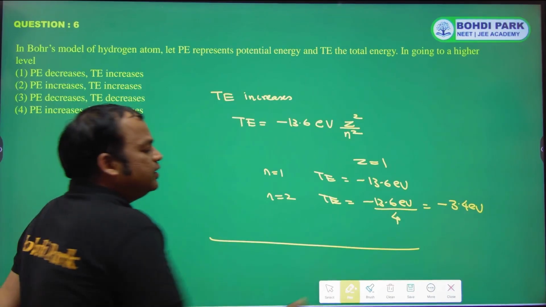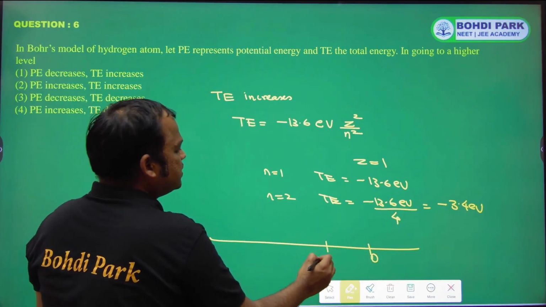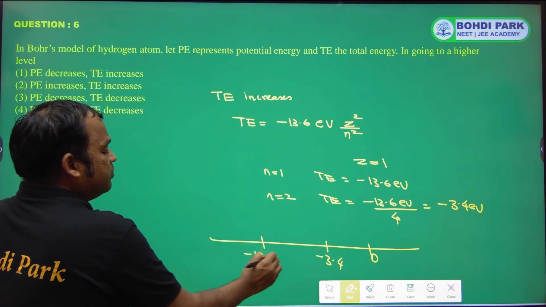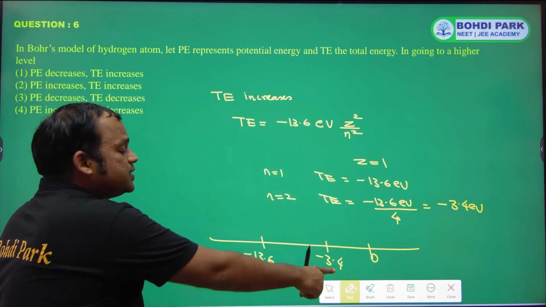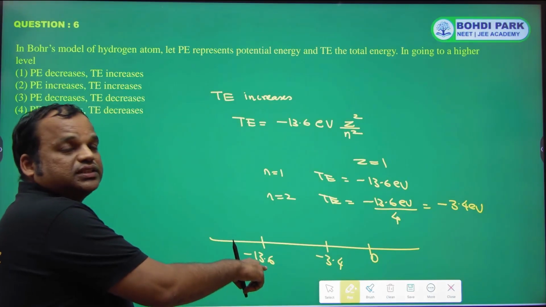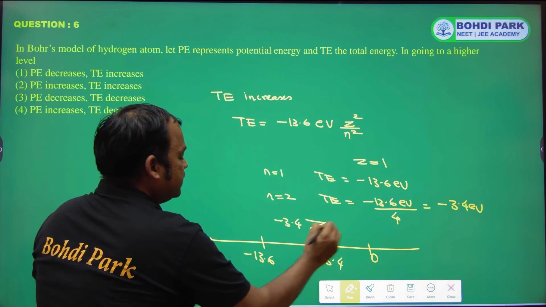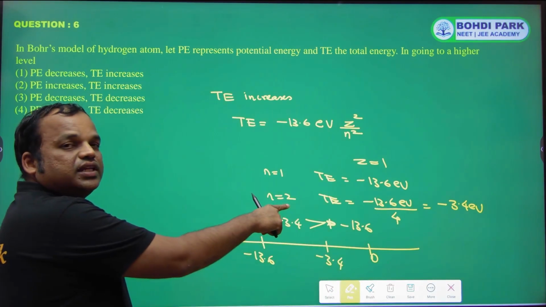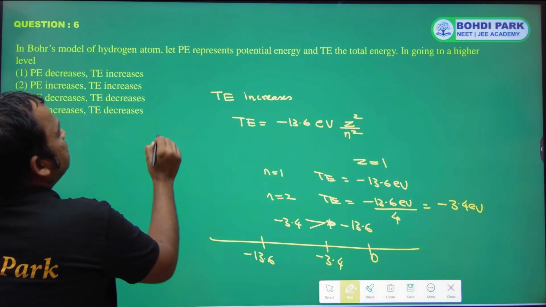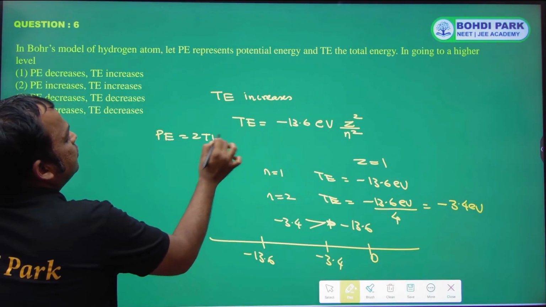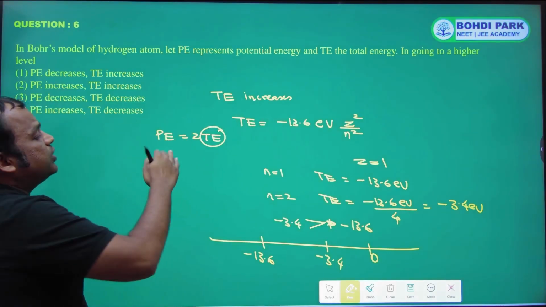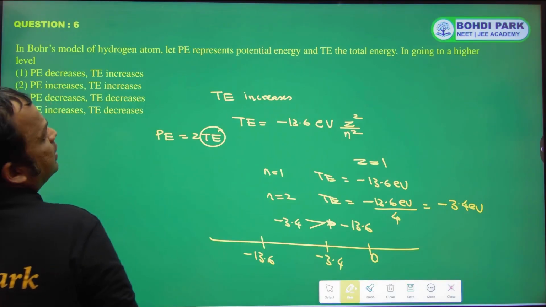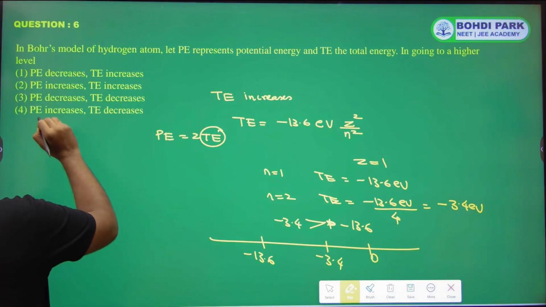So on a number line, suppose this is 0 and this is minus 3.4, and over here it is minus 13.6. So minus 3.4 is greater than minus 13.6. So this is n is equal to 2, energy is greater than n is equal to 1. And we know that potential energy is equal to 2 times of total energy. So when total energy is increasing, potential energy also increasing. So both are increasing as the electron goes to higher orbit, both increase.